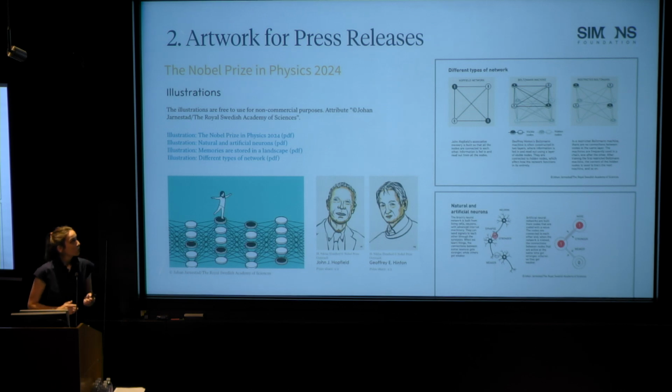So this is the press release, or the press packet that went out for the Nobel Prizes this year. It's so identifiable. I love it. Every year you just know. Gold, black, portraits. They've started sending out little illustrations as well.